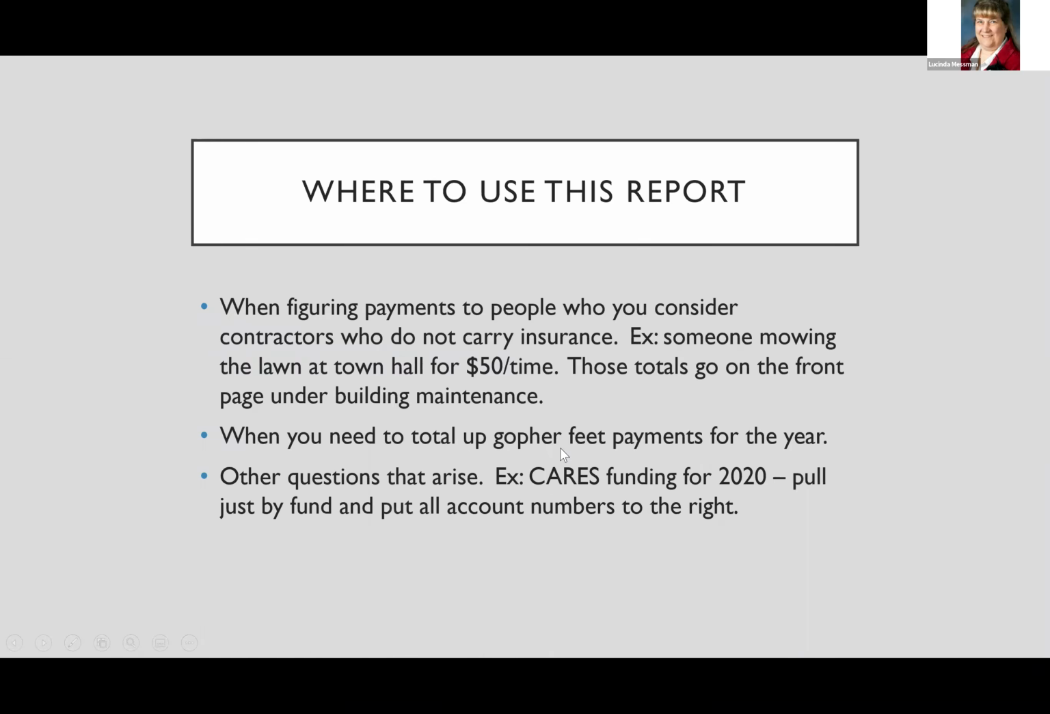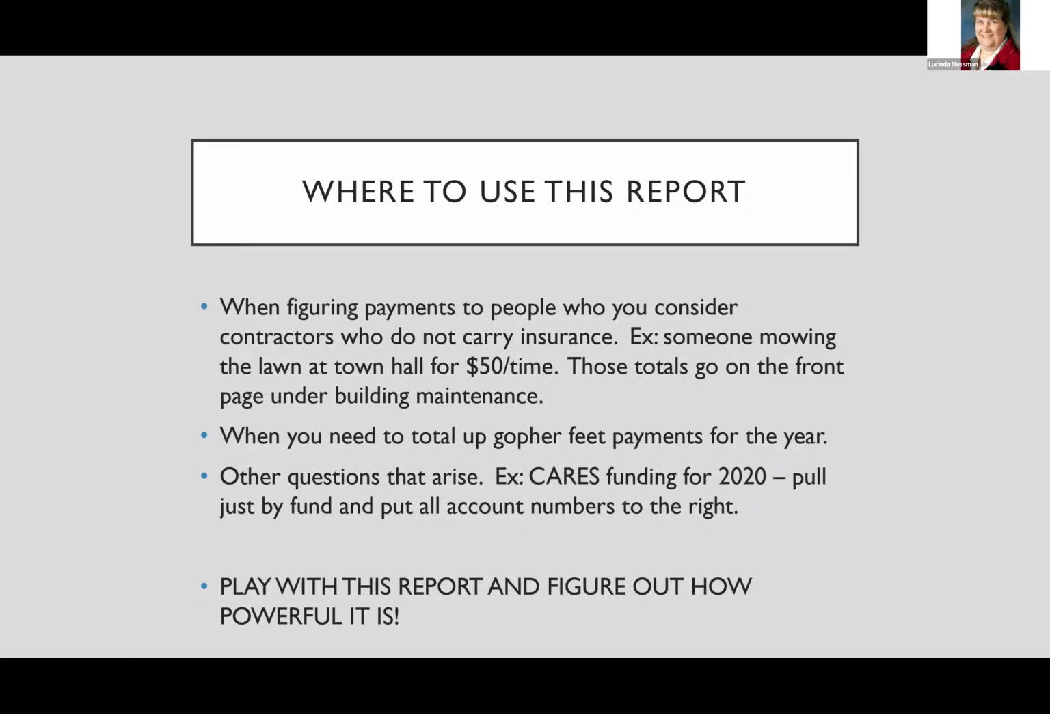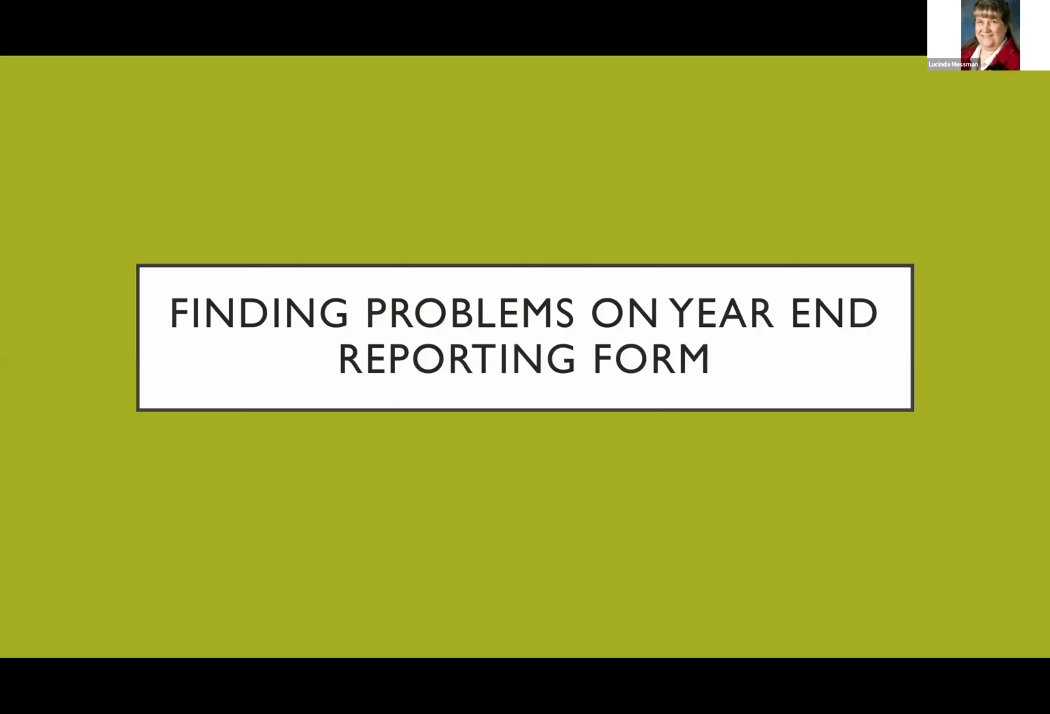Other questions like this: CARES funding. I'm using these ledgers a lot. The CARES funding for 2020, pull by fund and run a report. You're going to have a total for that stuff we've got to send off to the state, and it's going to be by account number, so that's going to help you on your reporting to the state. Play with this report. It is a very powerful report. I want to show you how to find a problem on the year-end reporting form. After we do this, I'm going to open it up for questions.